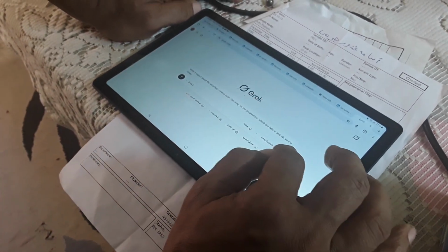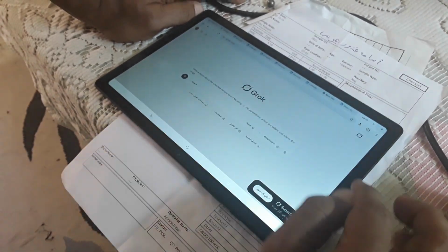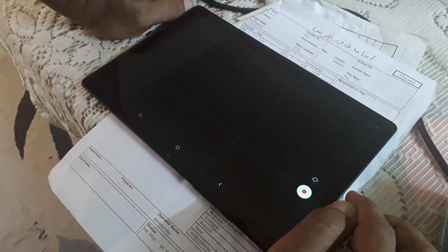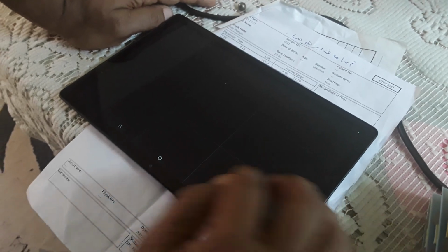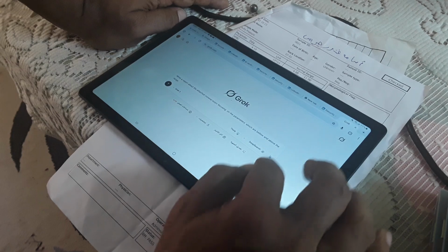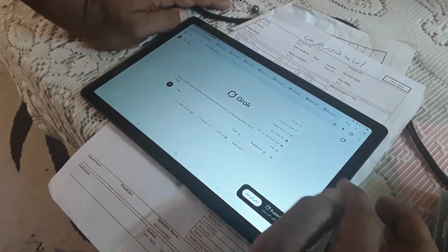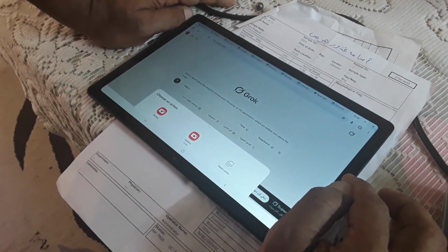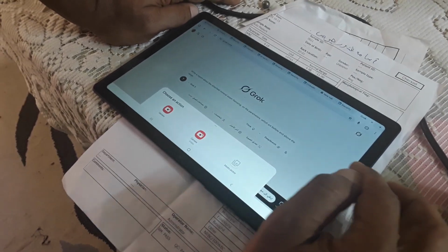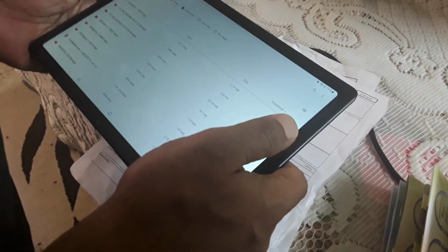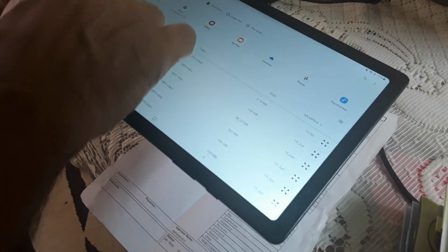And now the camera. Not the camera, I think camera, video or media picker, maybe. I think this one.